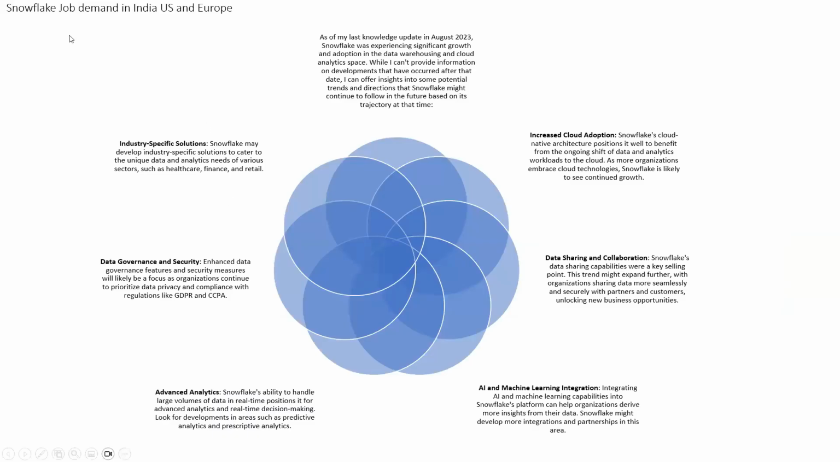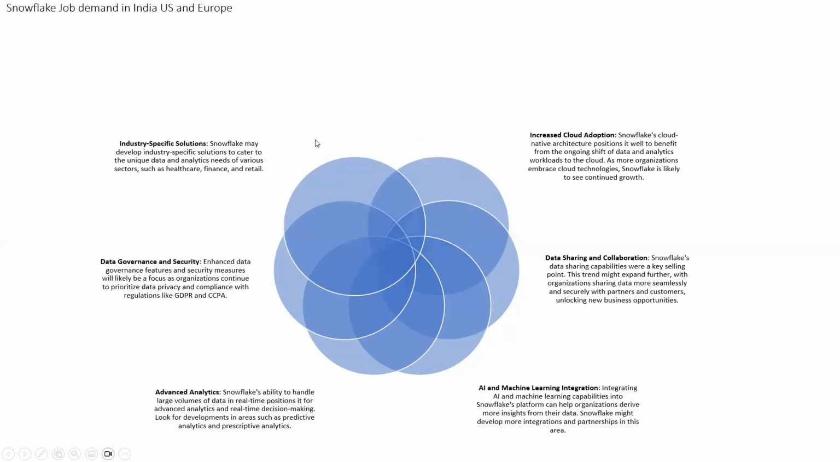Okay. So Snowflake job demand in India, US, and Europe, you have been seeing here, right? Cloud adoption has really increased. Data sharing and collaboration is being done. And Snowflake is really integrated with artificial intelligence and machine learning as well. Advanced analytics is happening. And in Snowflake, we are building industry-specific customized solutions for healthcare, finance, and retail. That's the reason people are opting for Snowflake nowadays. There has been a lot of traction over the last couple of months with respect to Snowflake, both in India and the US as well.